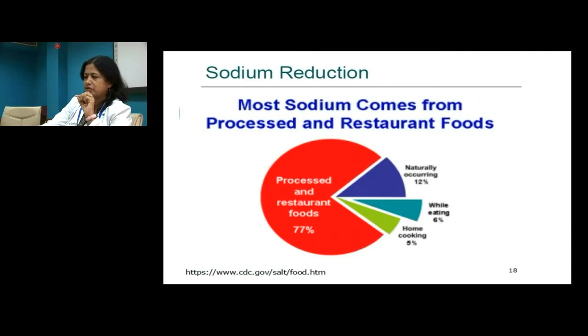So now comes sodium reduction. Most sodium comes from processed and restaurant foods. You can see in this graph that 77% of sodium comes from processed and restaurant foods. 5% is from home cooked food, and while eating we use table salt, that is 6%, and naturally occurring is 12% of sodium in our overall foods.